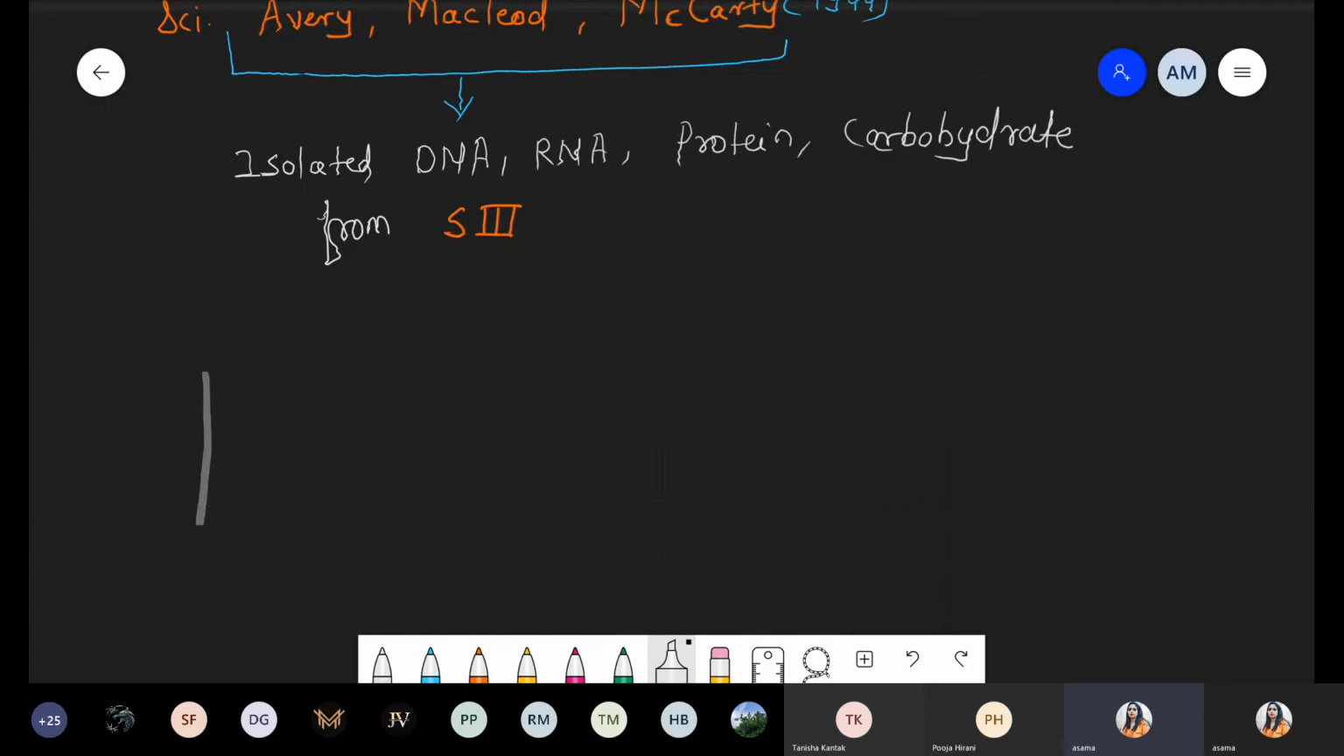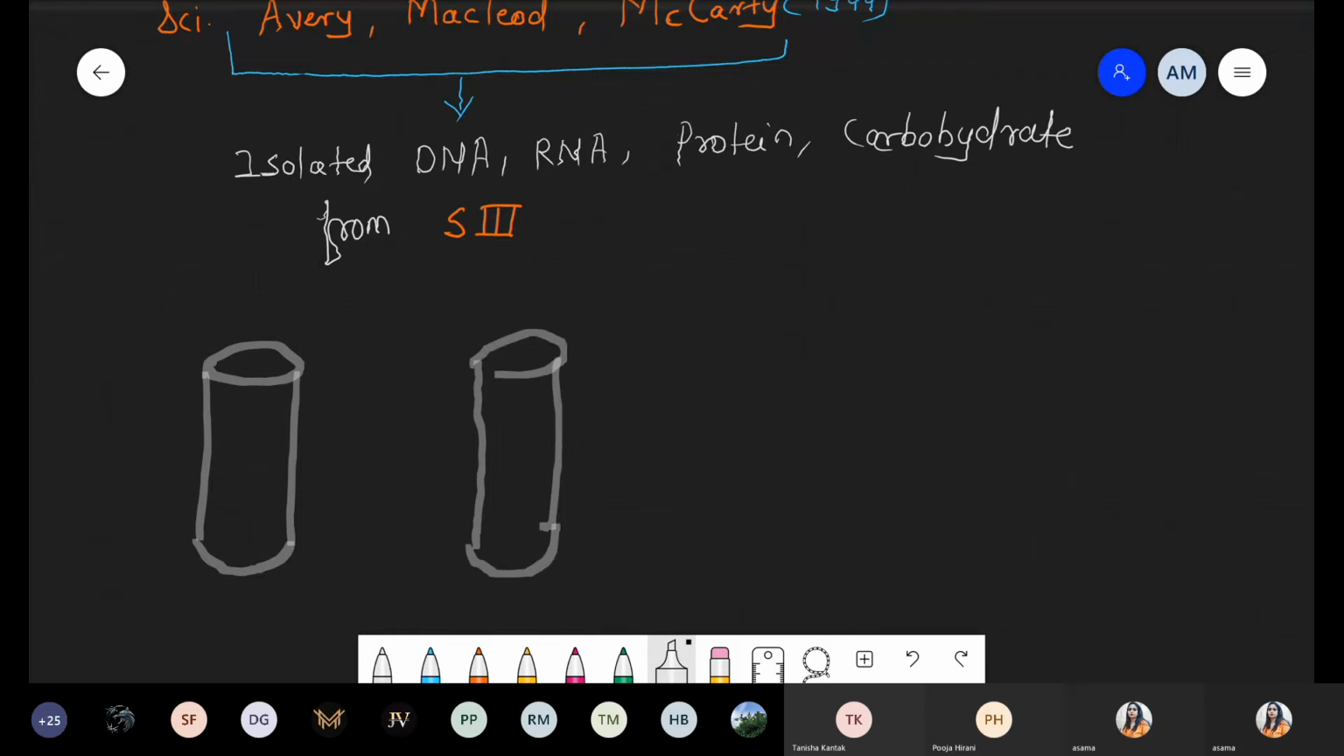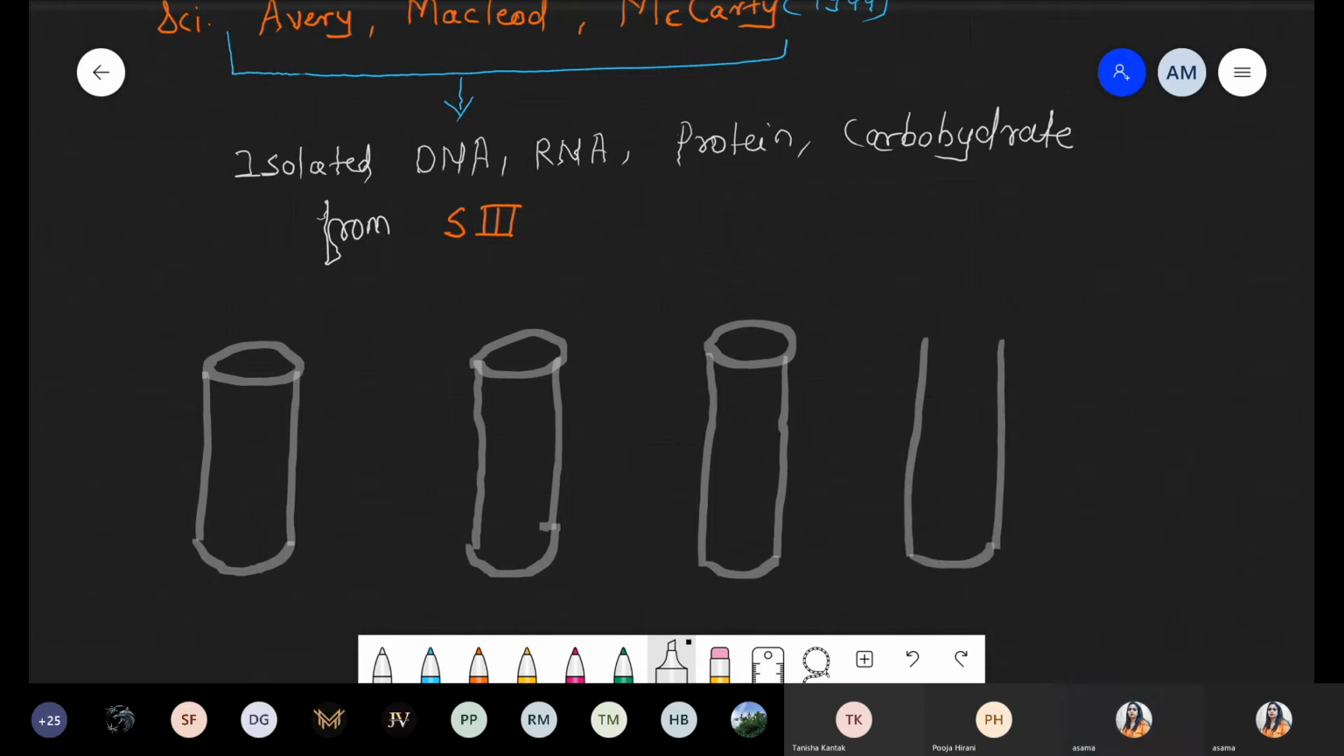So we are taking, these are the first test tube, second test tube, third one, fourth test tube. These are the total 4 test tubes.